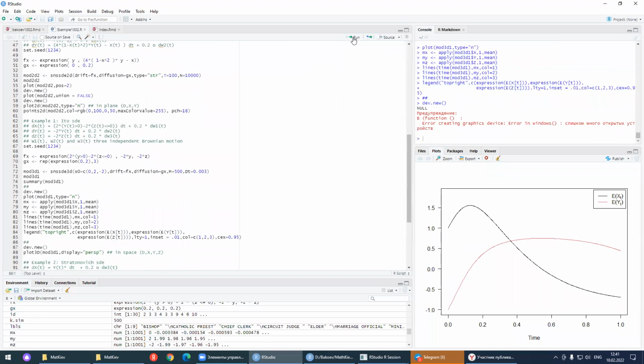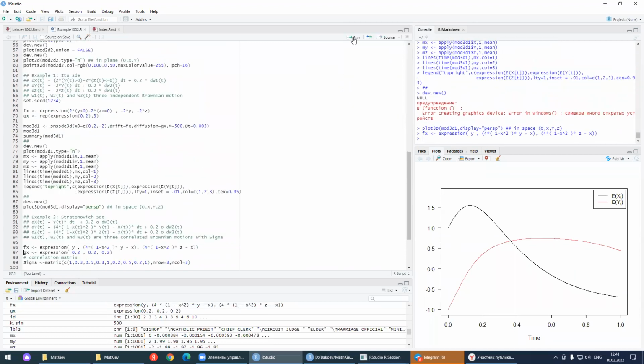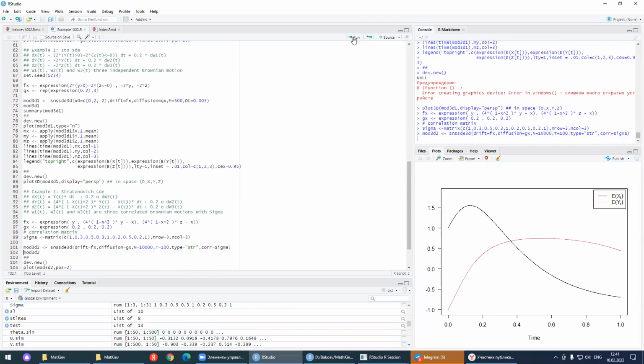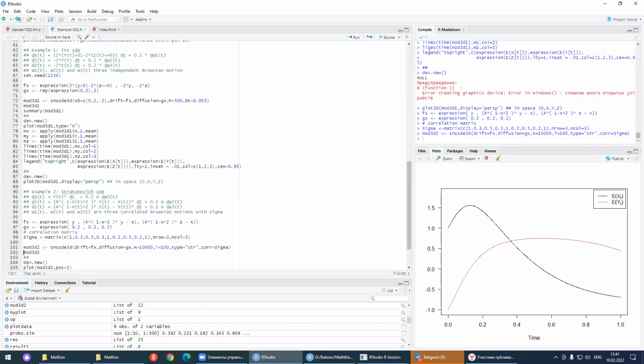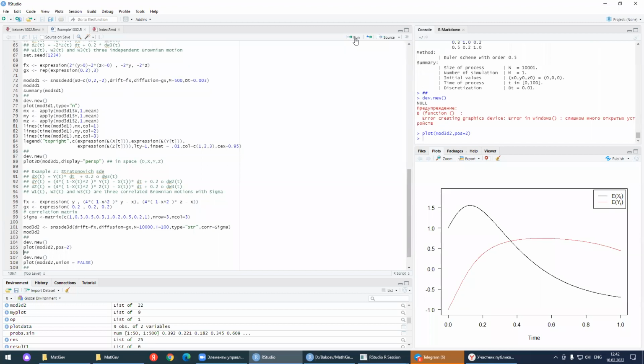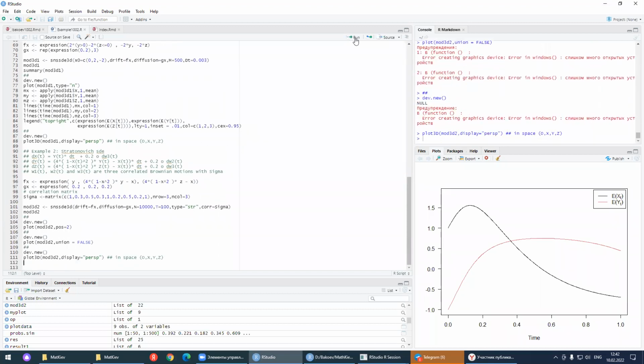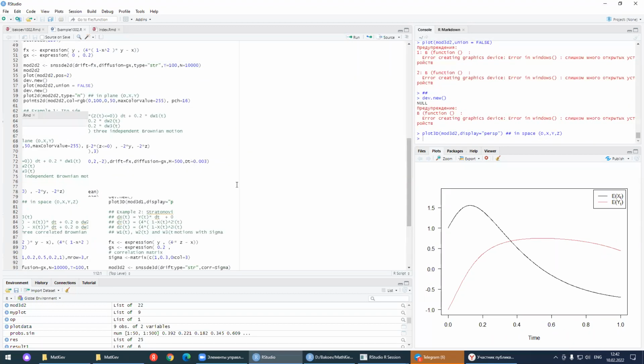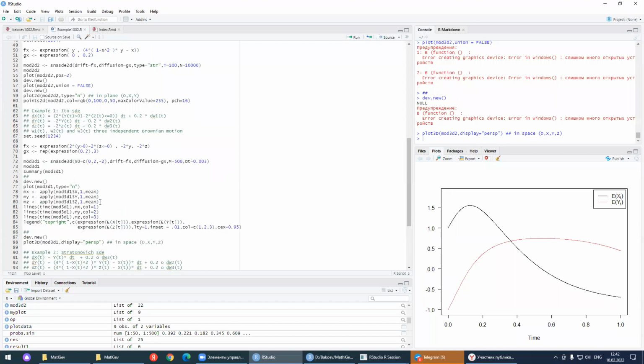Okay, here you can find a three-dimensional graph. Okay, and the next is very useful.